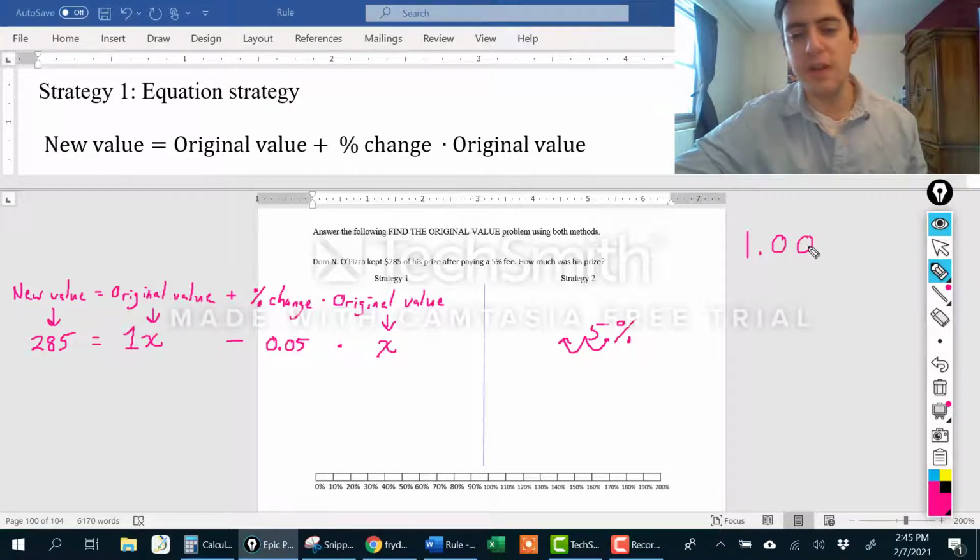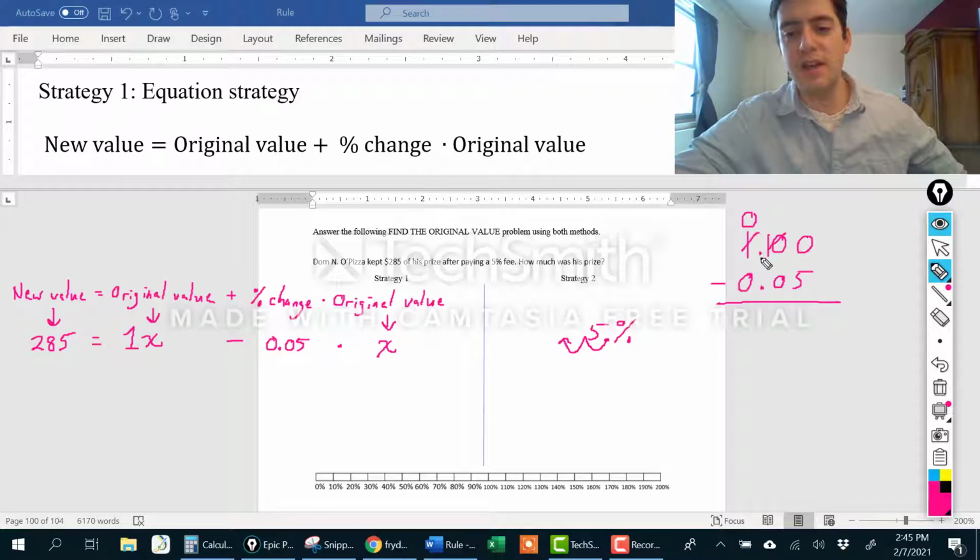Do 1.00 minus 0.05. Okay, and then I can't take 5 away from 0. I can't borrow from 0. I'll borrow from the 1. That becomes a 0. Put a 1 next to that 0. That becomes a 10. Now I can borrow from the 10. That turns into a 9. Put a 1 over here. 10 minus 5 is 5. 9 minus 0 is 9. And then put the decimal here. And 0 minus 0 is 0.